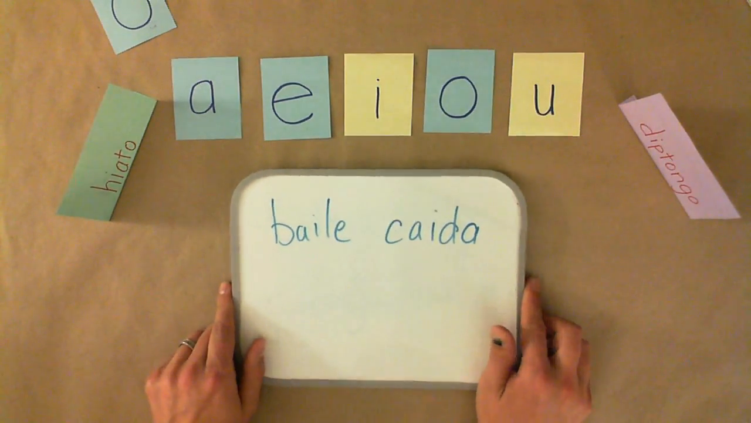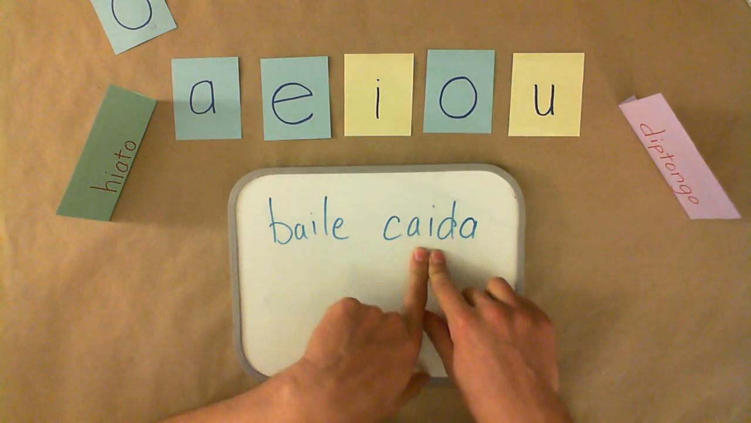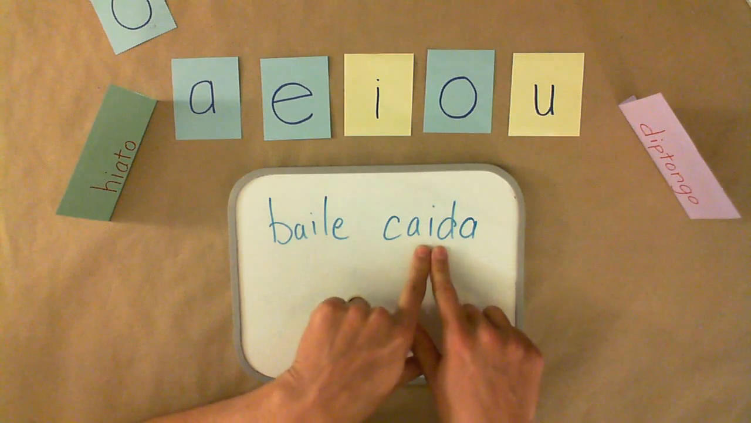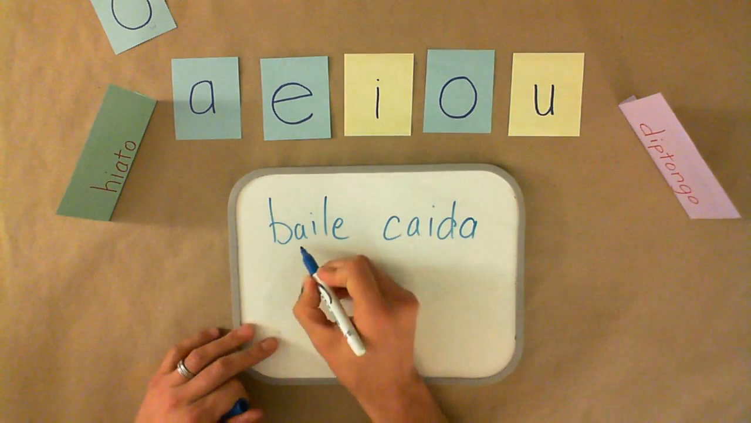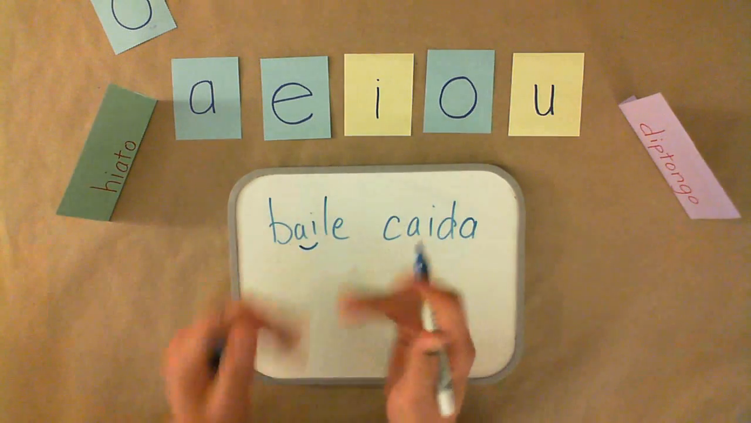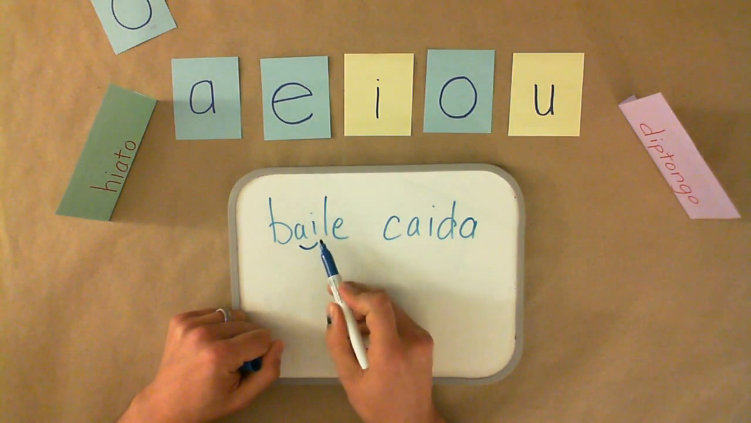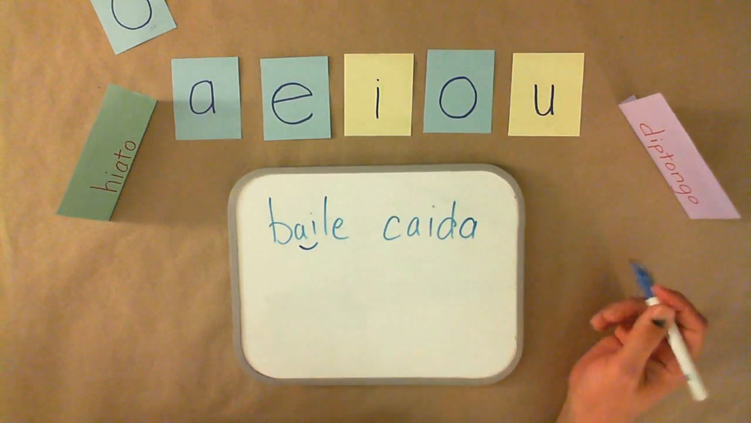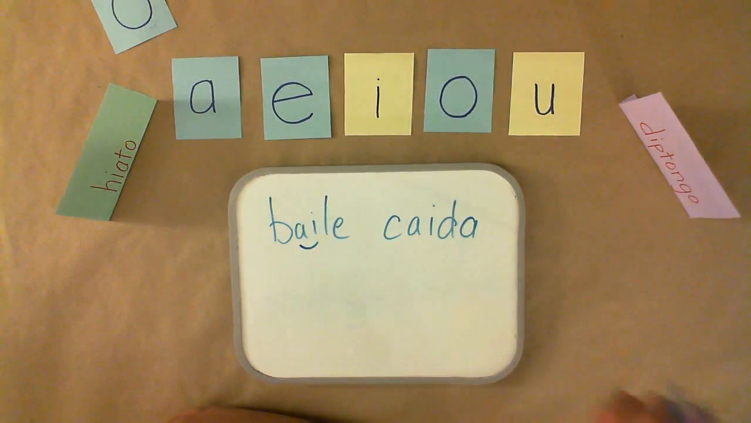Check out these two words here. We have baile and caída. Baile, caída. Well, this, we can see the diphthong right here. The a and the i together make baile. Two syllables, right? Baile. Two syllables. What about this? How many syllables do you hear? Caída. You should hear three syllables.